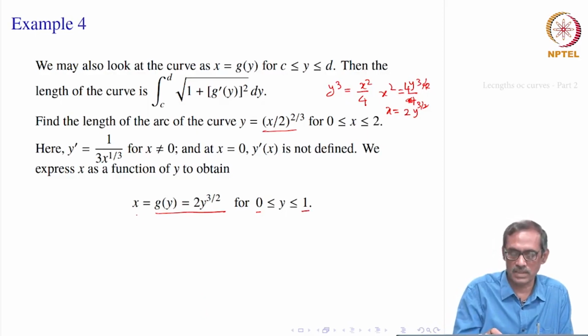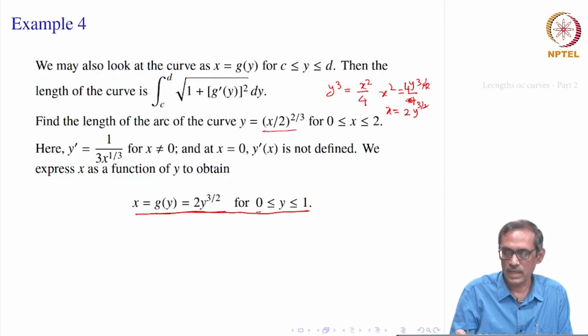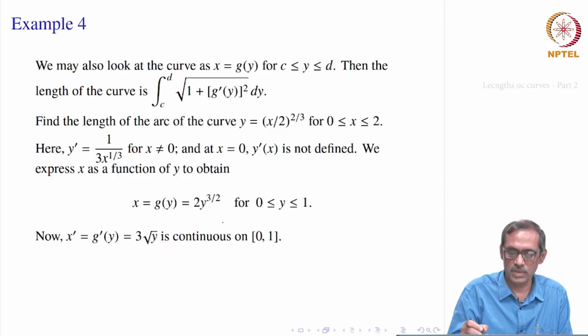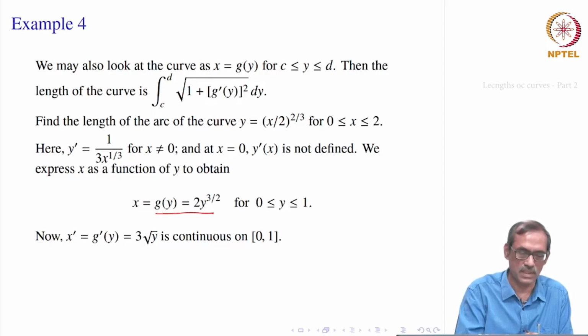So, the same curve we express as x as a function of y for y belonging to the interval 0 to 1. Fine. Of course, you could have done the earlier way, but let us see how this variation looks like. So, in this case our length of the curve will be computed, from c to d, which will be 0 to 1, square root of 1 plus g prime y square. So, we need to compute g prime y, and that is easy here. The g of y is 2 into y to the power 3 by 2. So, g prime y is 3 square root of y, and this is also continuous on the closed interval 0 to 1, that is required for getting our formula, right, that the Riemann sum should give us the integral.